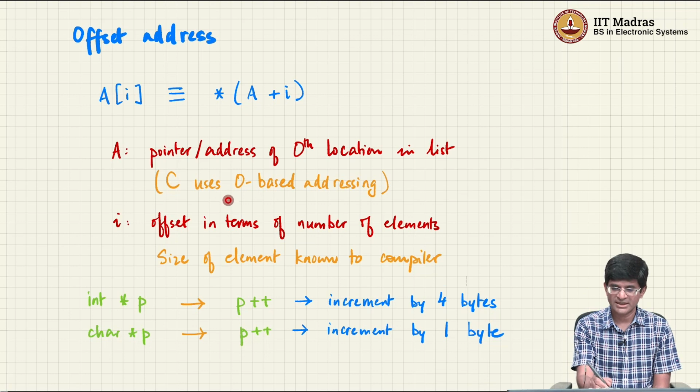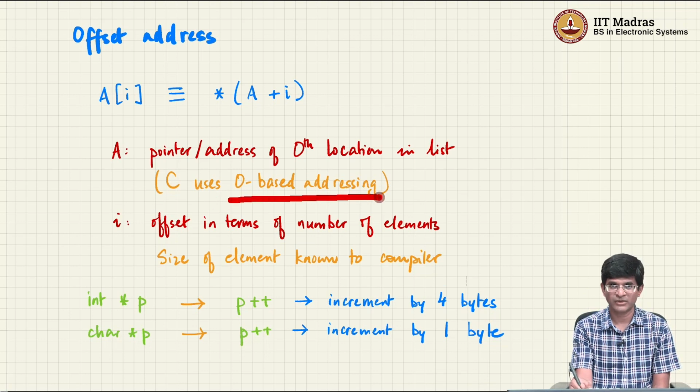The term that is used to refer to this is called zero based addressing. C is one of the languages that uses zero based addressing. So is Python. So it is most probably familiar to most of you if you have done any kind of programming, because Python is probably one of the more common languages.